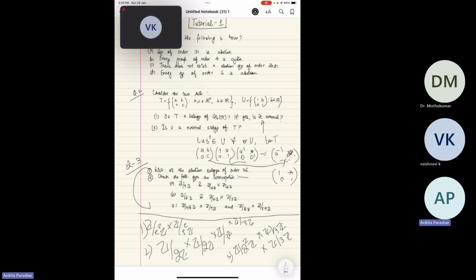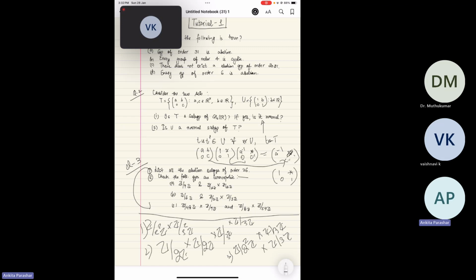Exactly right. So how many possibilities finally do we have? 4. So the number of groups of order 36 which are abelian, up to isomorphism, is 4. We have listed all of them, so we can simply use the fundamental theorem of finite abelian groups.